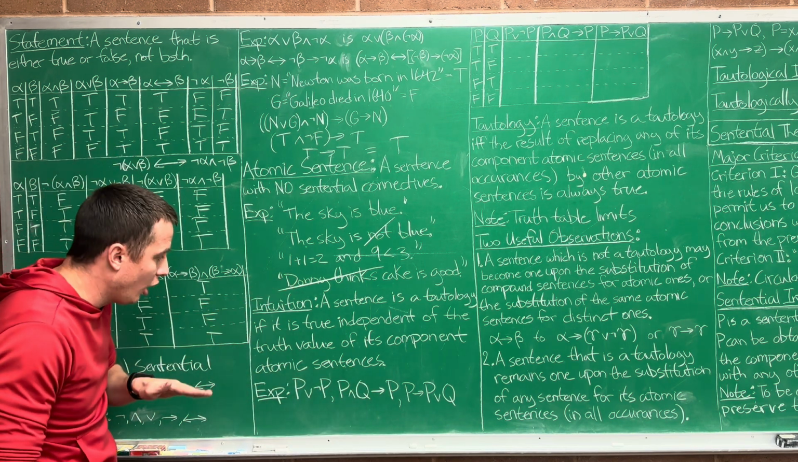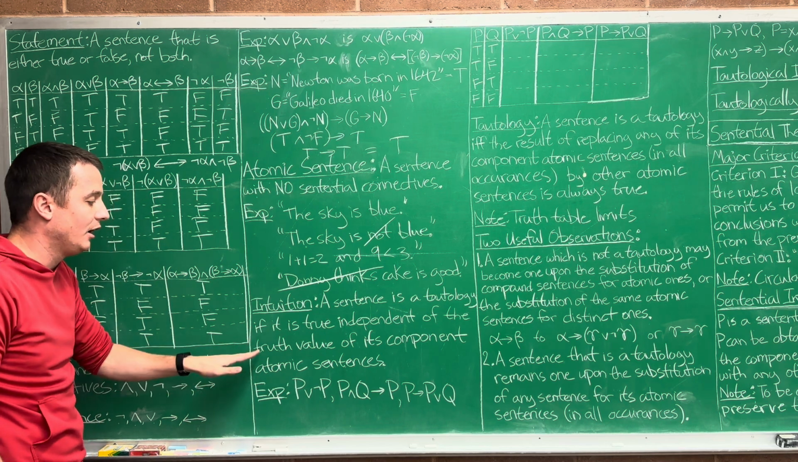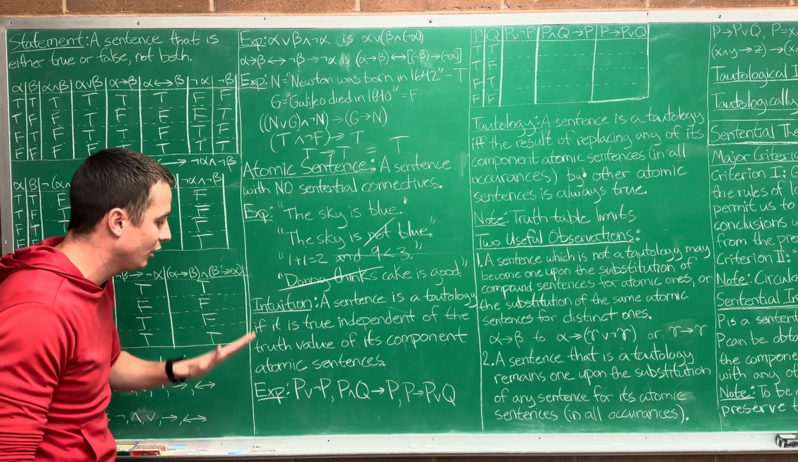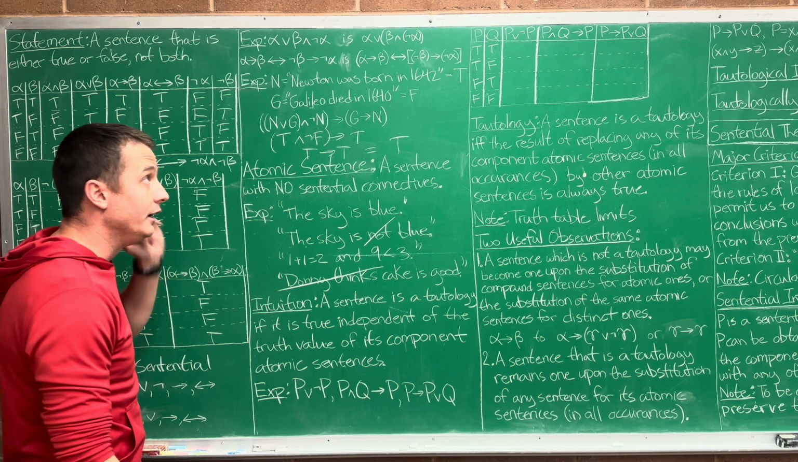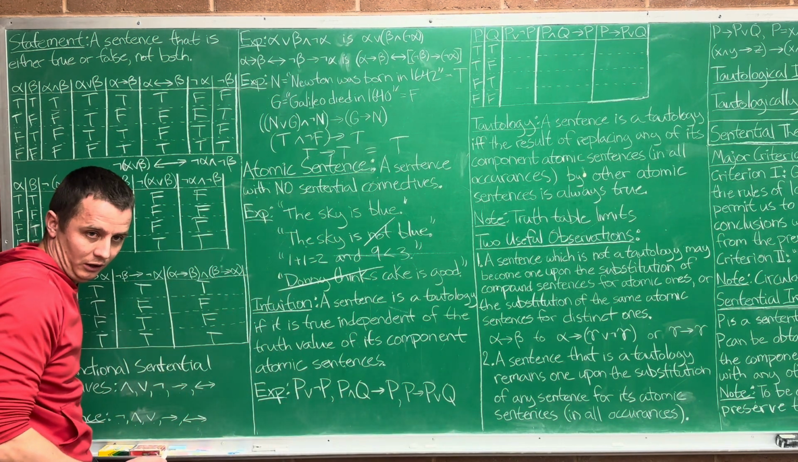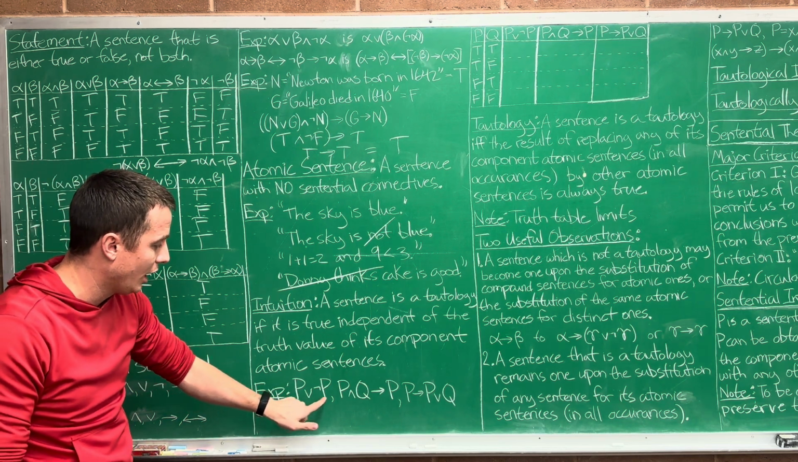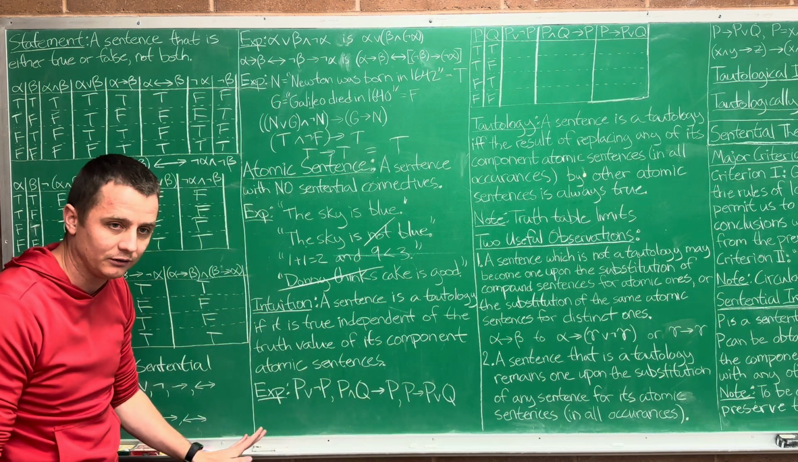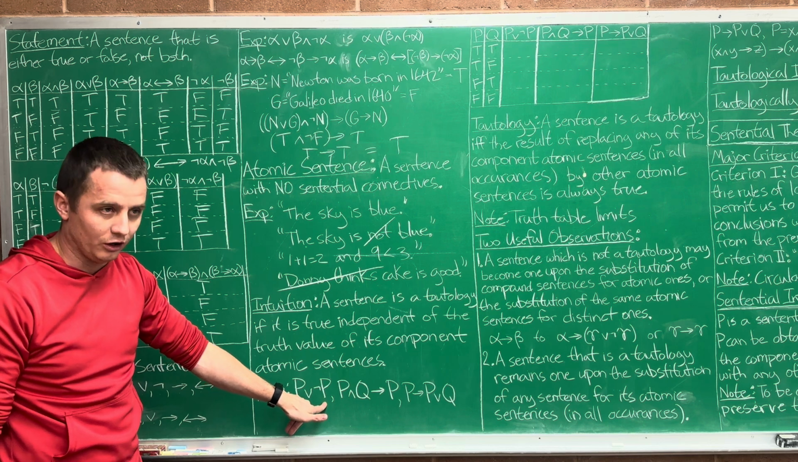A sentence is a tautology if it is true independent of the truth value of its component atomic sentences. Here, I wrote out some examples. We're going to look at each of these, and each is going to be a tautology. This one is P or not P, assuming P and Q are atomic sentences. P or not P is going to be a tautology.